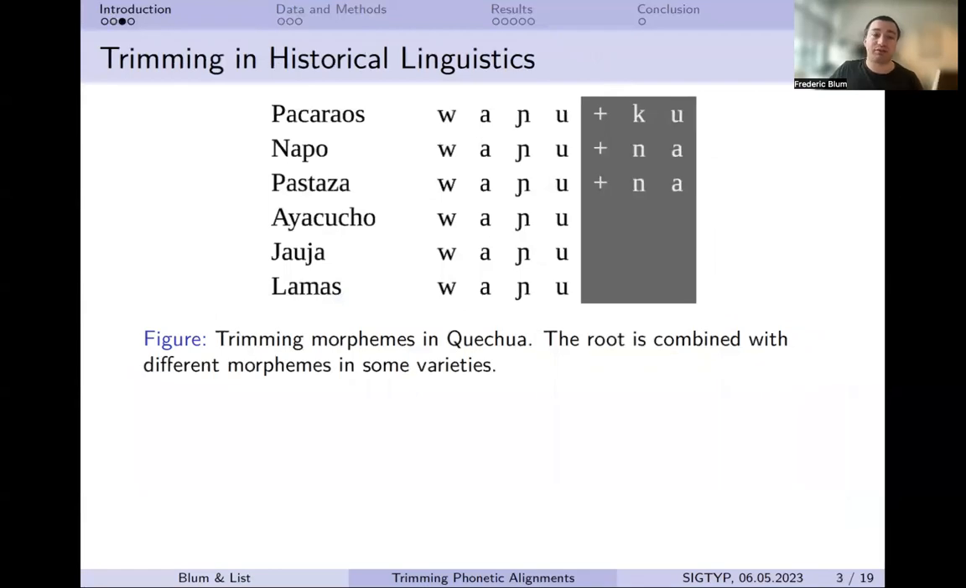One example of trimming in historical linguistics is provided in the next figure. We see how in Quechua, the root manu is combined with different morphemes in some varieties. In one case, it's ku, in another case, it's na, but in both cases, it's not related to the original root, and thus they should be thrown out of the reconstruction. 3 other varieties do not have any segment there, thus we consider that there are gaps in the alignment.